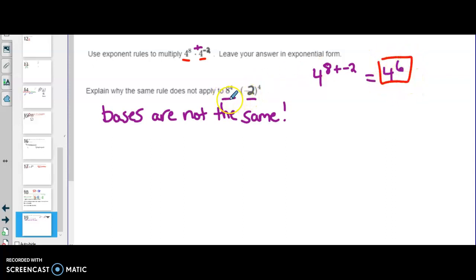But that doesn't work on this next example because one base is an 8 and the other base is a negative 2. You have to have the same bases in order to take that shortcut.